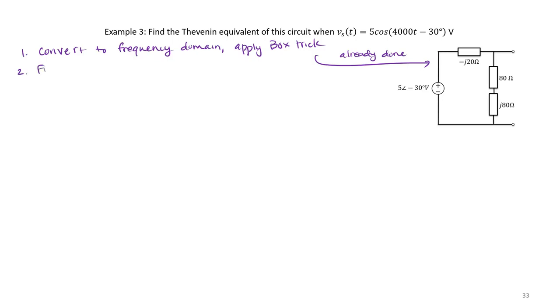Our next step is to find our Thevenin voltage. We know that's equal to our open circuit voltage, VOC. How can we find VOC in this circuit? If you'd like, pause the video and see if you can find it on your own. Otherwise, let's try it together.